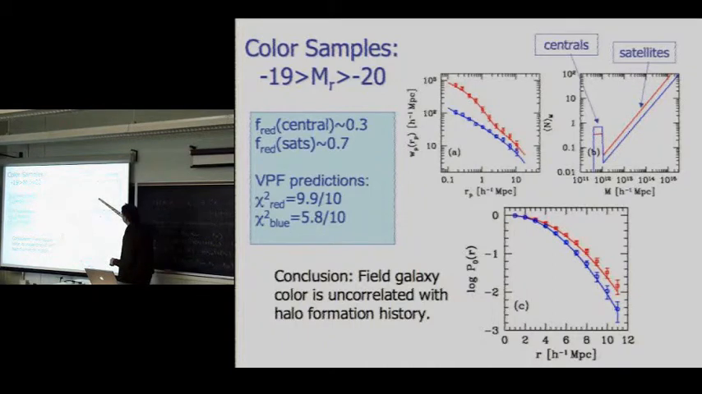But you'll see also that 30% of the central galaxies are still red. So if I go out into the universe and I find a 10^11.5 solar mass halo, it's got a 30% chance of having a red galaxy at its center, regardless of the environment in which it formed. So if I calculate what the VPF is under that assumption, that's the solid lines here for red and blue galaxies. And the points are the measurements, once again from DR4, and the predictions exactly lie with the data, with good chi-square per degree of freedom. So the conclusion that you draw from this particular plot is that the field galaxy color is uncorrelated with formation history. It doesn't matter whether or not the halo itself formed tumultuously or is young or old. The age of the stars is independent of that.